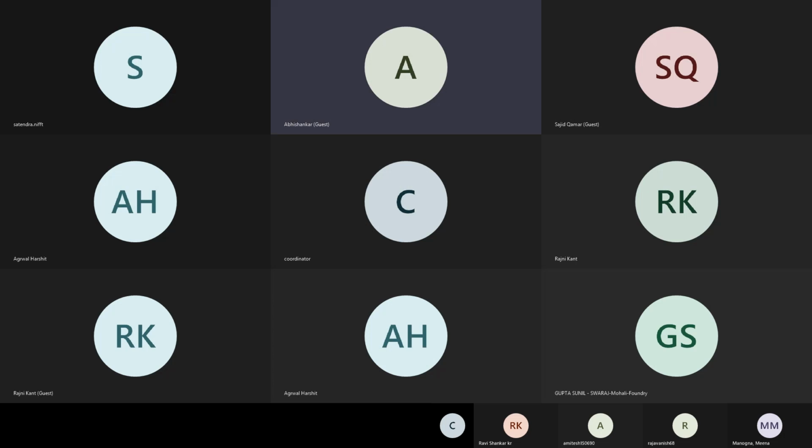OpenCV is also very nice. You can also try it out. For object detection, people use it.